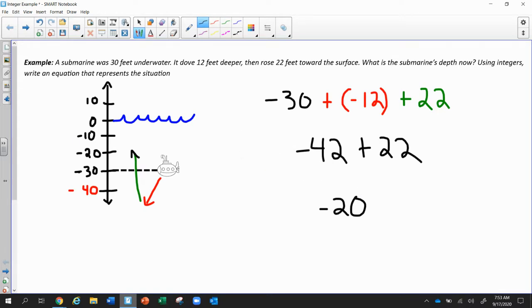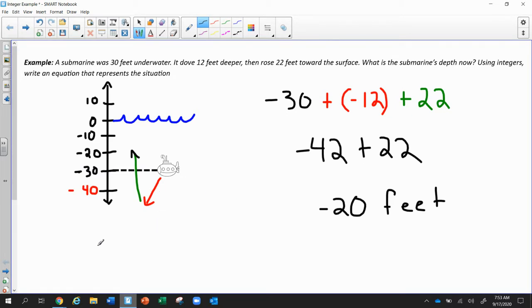The expectation is that we're drawing some sort of model, and then we are solving the equation. So I've done one part. What is the submarine's depth now? We could say negative 20 feet. And then I can't forget about that last part. This is using integers, right? An equation that represents the situation.